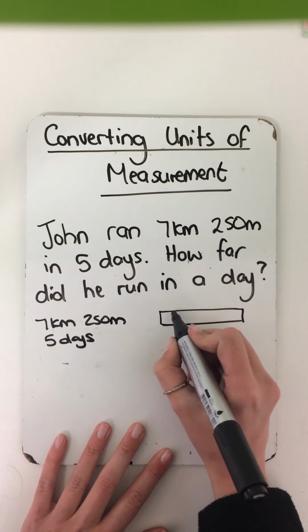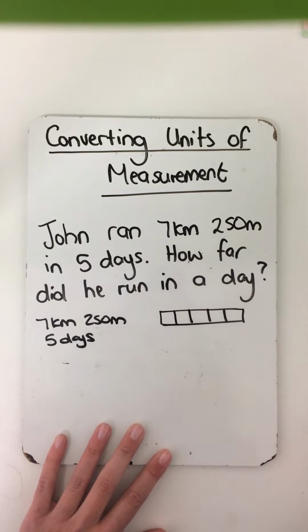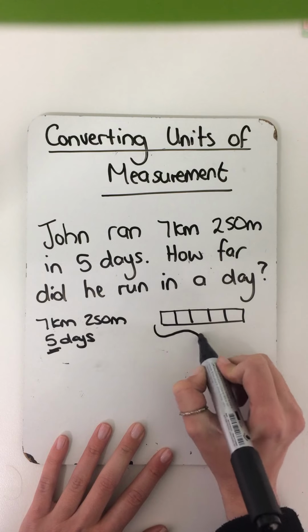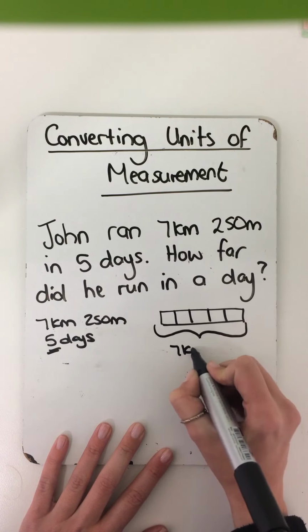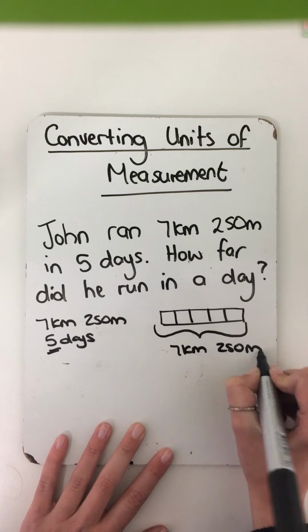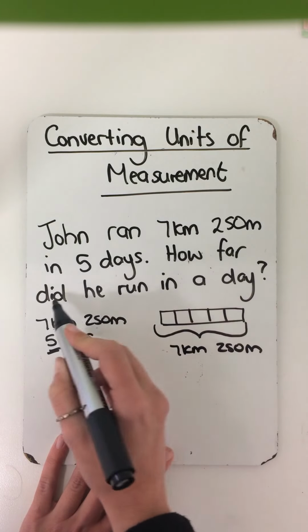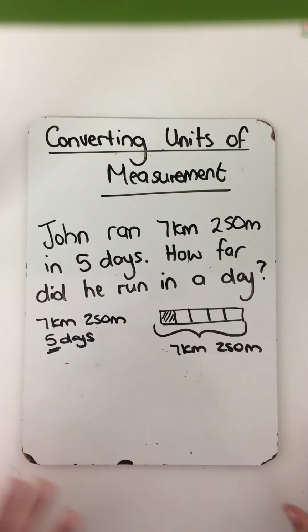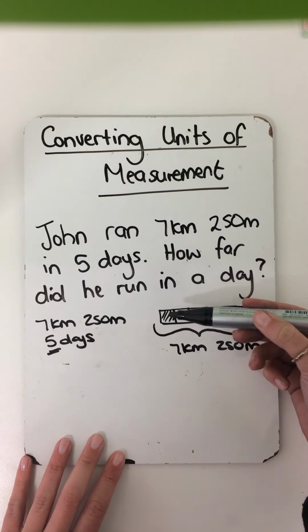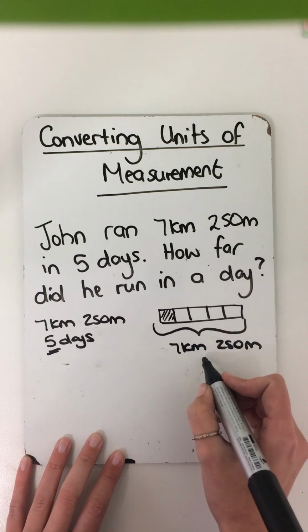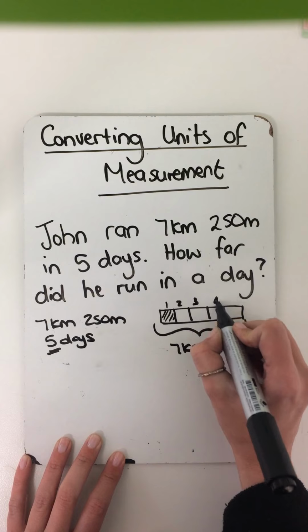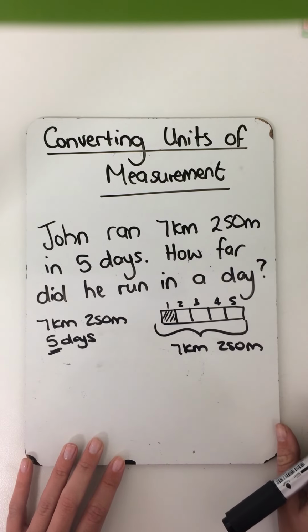So in my bar, there's going to be 5 different parts because he ran for 5 days. And then it tells me in the 5 days, all of these, he ran 7 kilometers and 250 meters. Now the question is asking me, how far did he run in a day? So I need to know just one of these blocks. Just one of them. How much is it worth? So I can see from my bar model, to find out how much one block is worth, I'm going to have to say 7 kilometers, 250 meters, divided by 5. Because there are 5 blocks representing the 5 days.